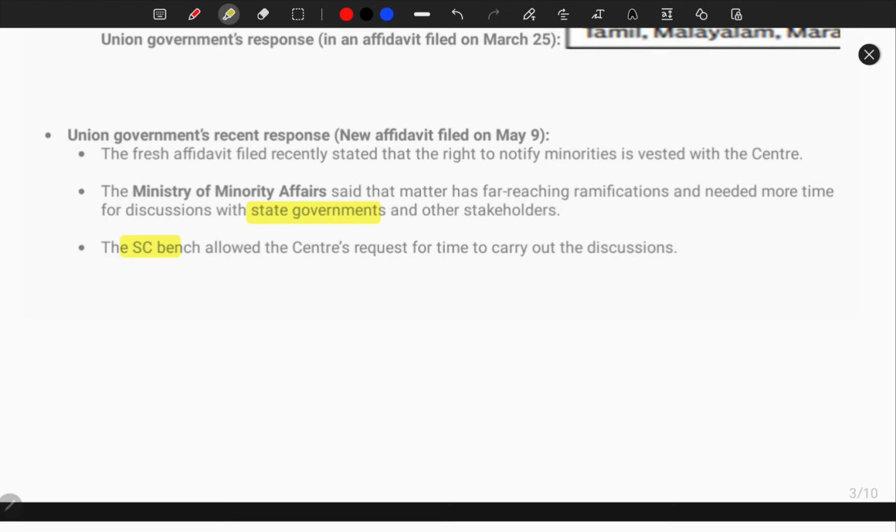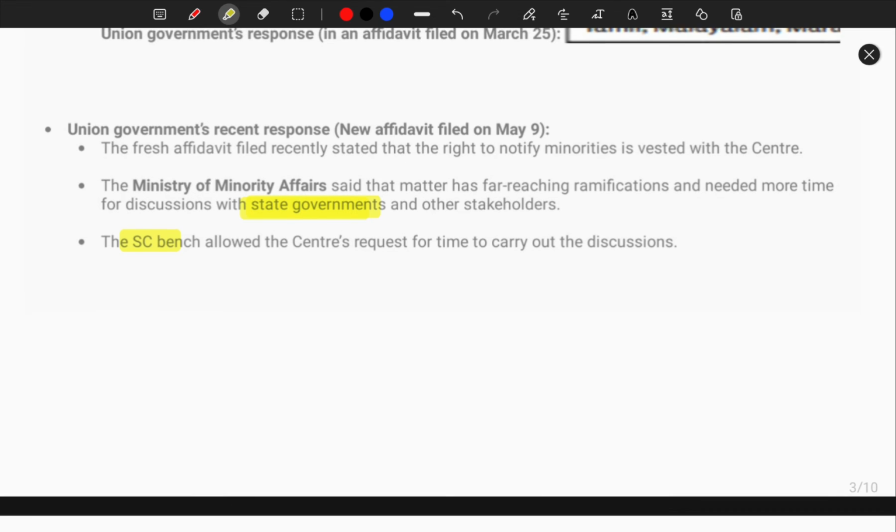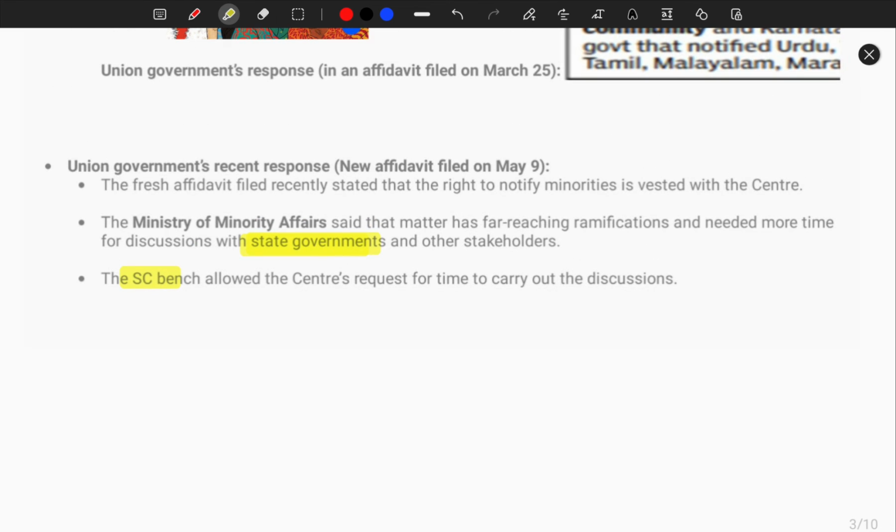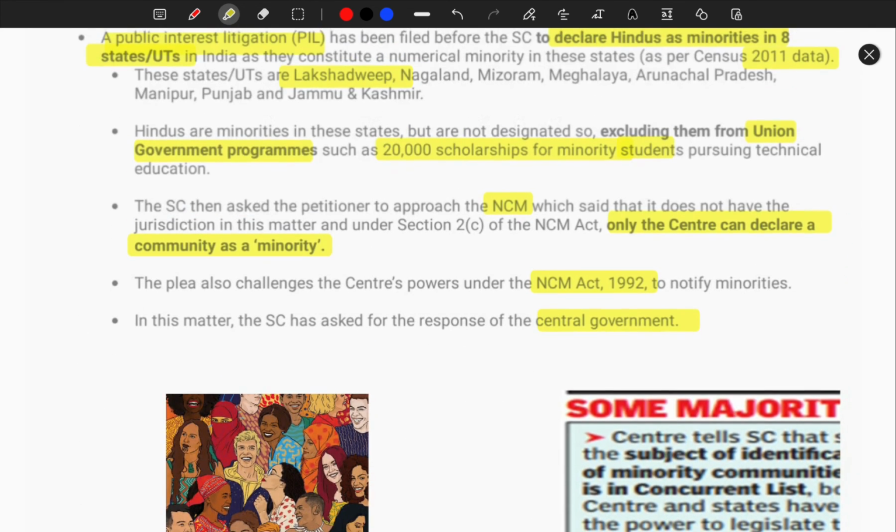What is the response of the union government? The union government has responded that it will discuss with the state governments and then decide. Based on the rights provided, the center can decide, but there is no definition provided as such. The matter keeps rotating, so it is irritating the Supreme Court. This was the issue, and this is how it is decided who can be declared a minority.